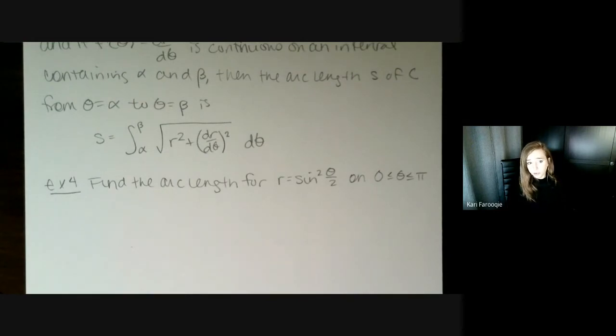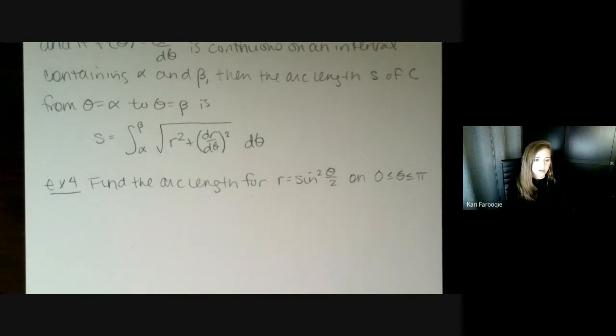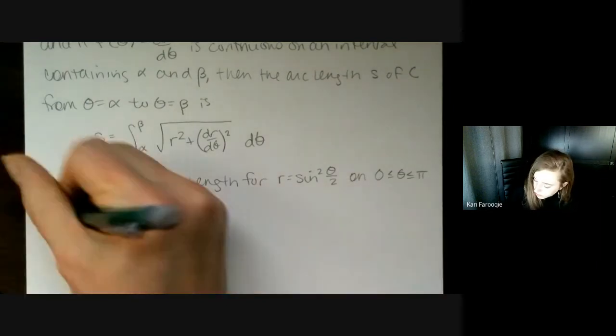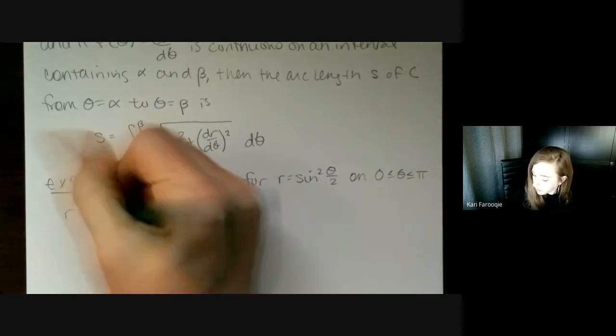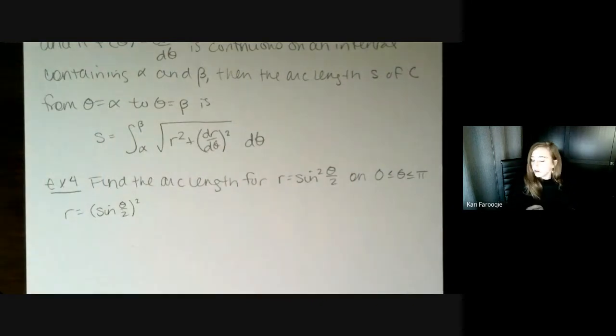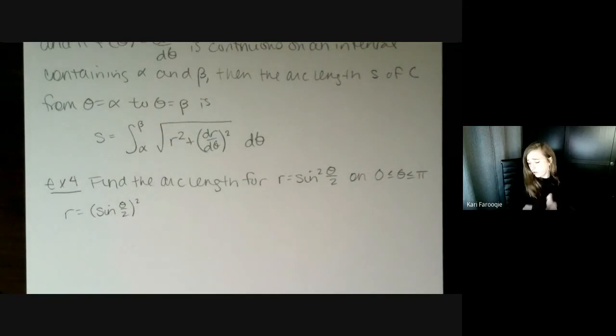So in our formula, we're going to be using r, but we're also going to be using dr d theta. So that's the first thing we're going to find. If you find that it's easier for you to take the derivative by rewriting this, I tend to think that that's easier, so I'm going to rewrite mine. So instead of writing it as sine squared theta over 2, I'm going to write it as sine theta over 2 quantity squared. I did this a lot in Calc 1 just because it's a lot easier to see that you have a composite function when you have these parentheses and you have an entire function being taken to the second power versus this notation where it's a little bit less obvious.